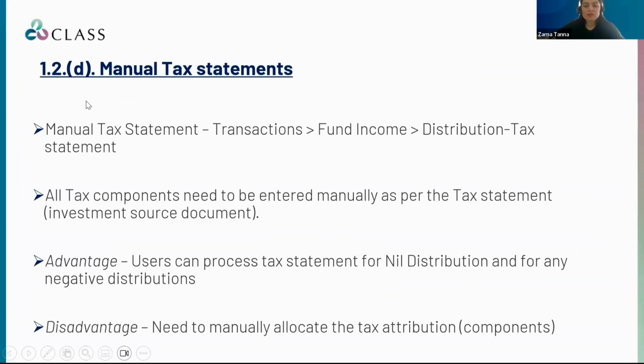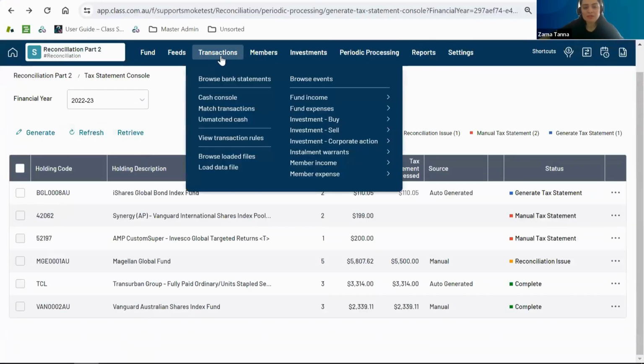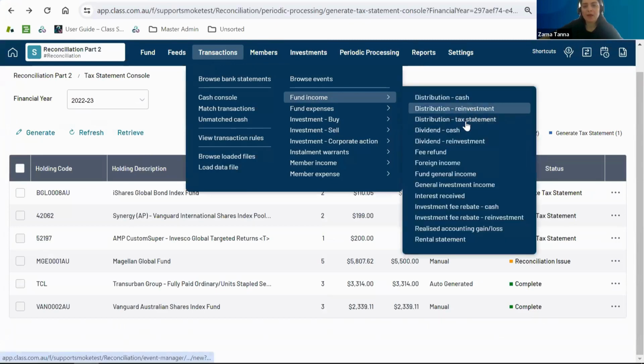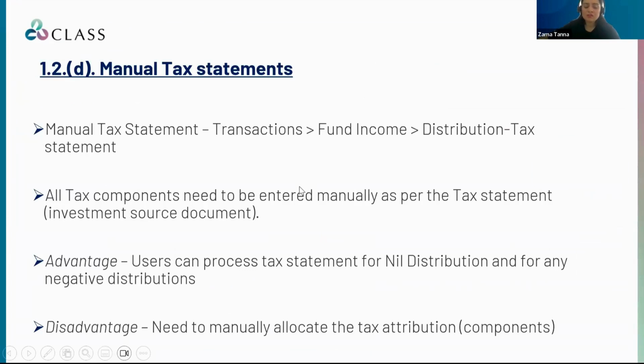If none of these options are okay for you, you could also have a last option as to process these tax statements manually. How to process the tax statements manually is by going to Transactions, Fund Income, and Distribution Tax Statement. There are a few advantages and disadvantages for using this tax statement console.